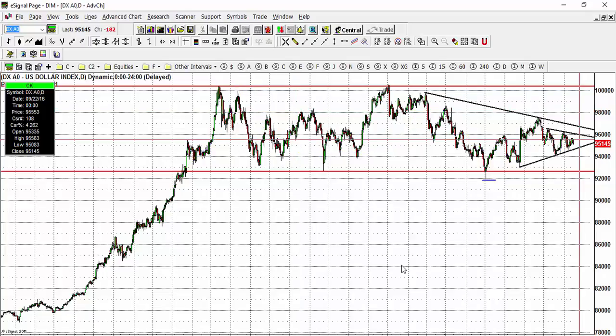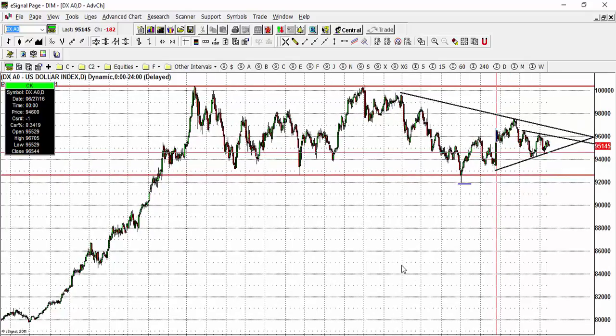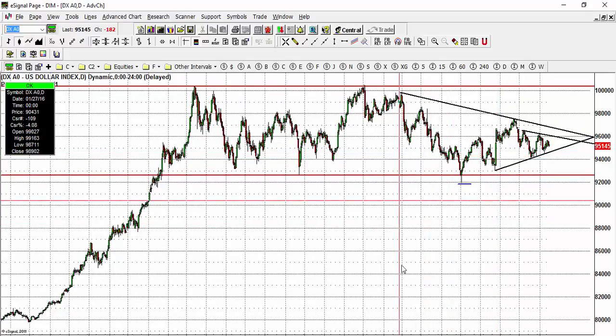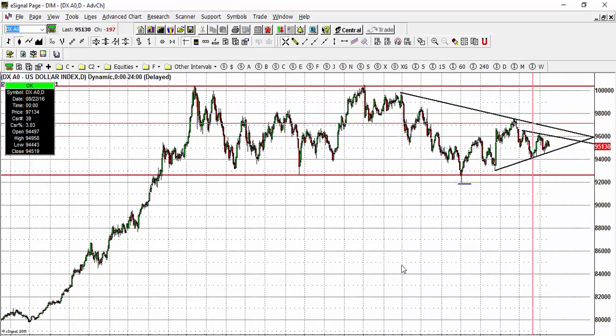So we're really just waiting to see where this market will break. As I said yesterday, the odds are that it will break to the upside. And when I say the odds, I'll calculate about 60%. A 60% chance it will break to the upside, and maybe about a 40% chance it will break to the downside.